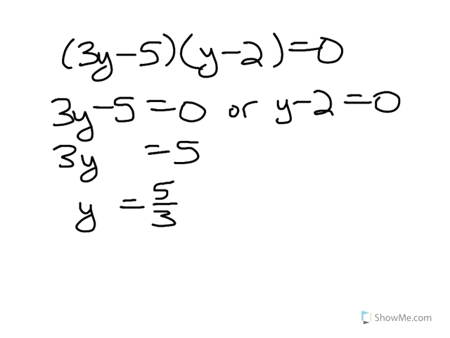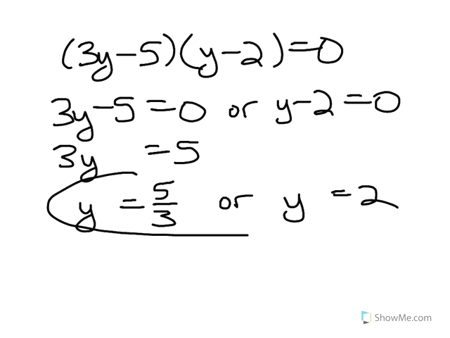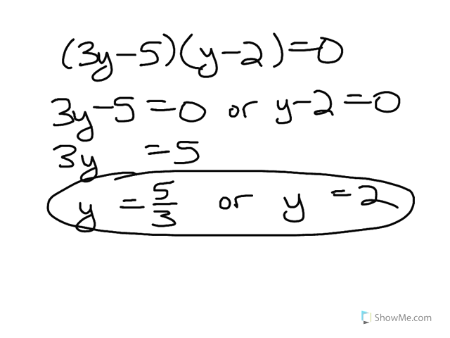On the right side, add 2. Y could be 2. We don't know which. We know one of them has to be true, or our equation won't be true. So this is a way to write the solution.